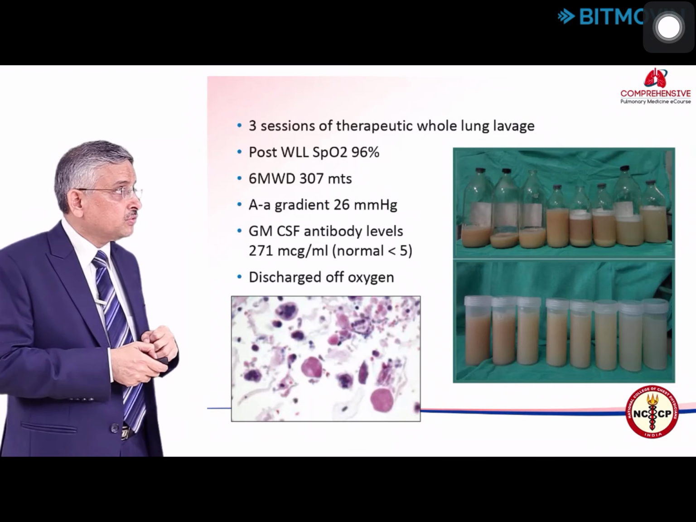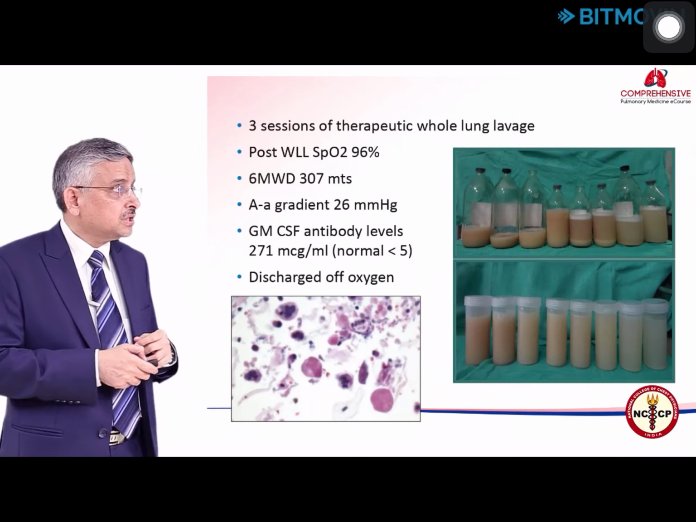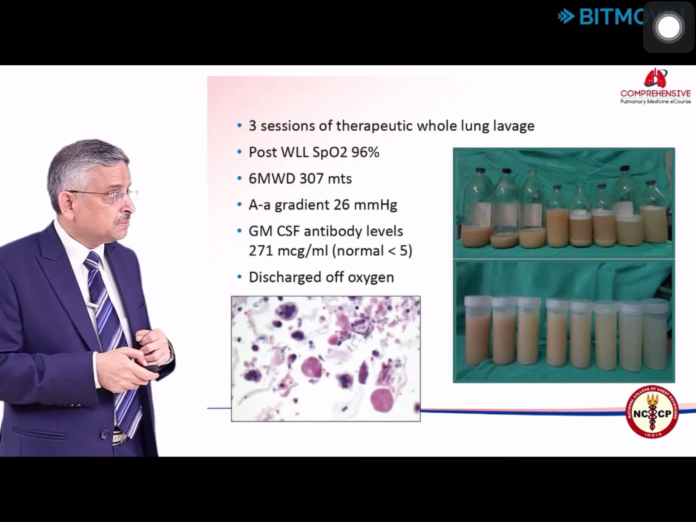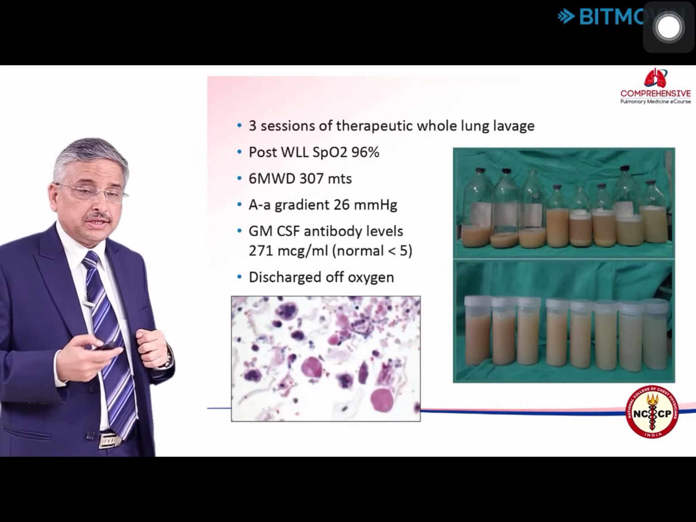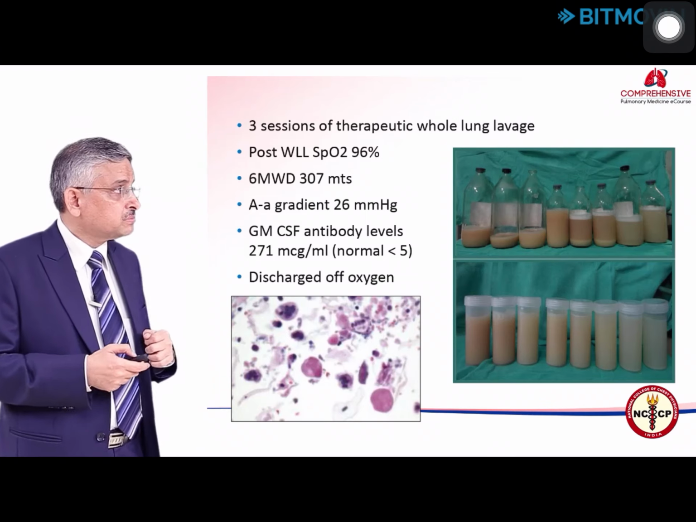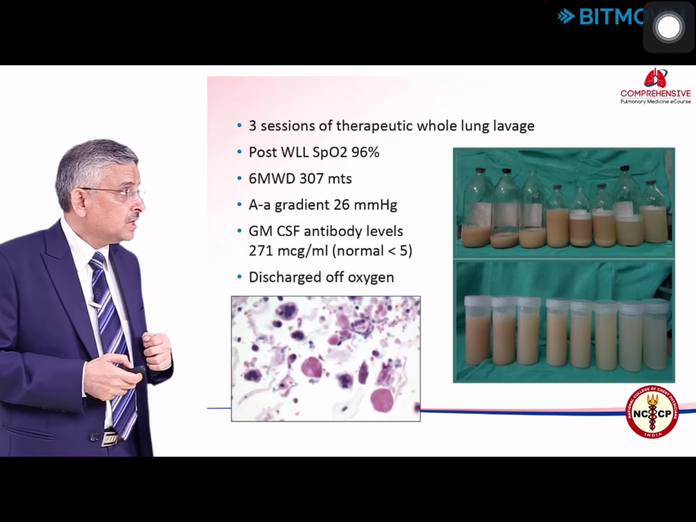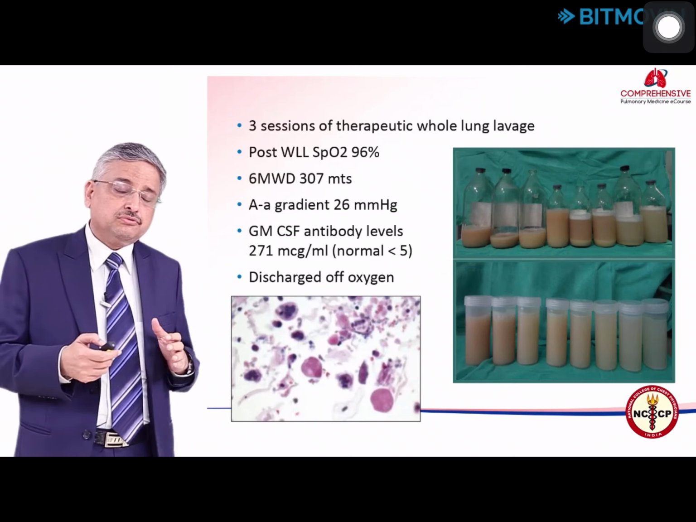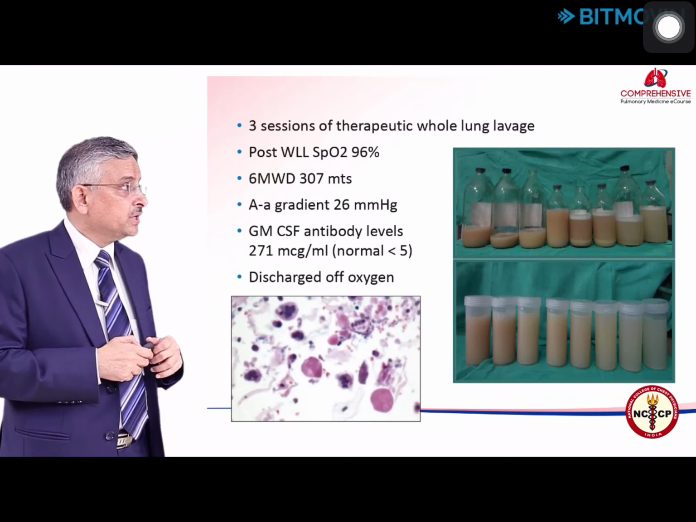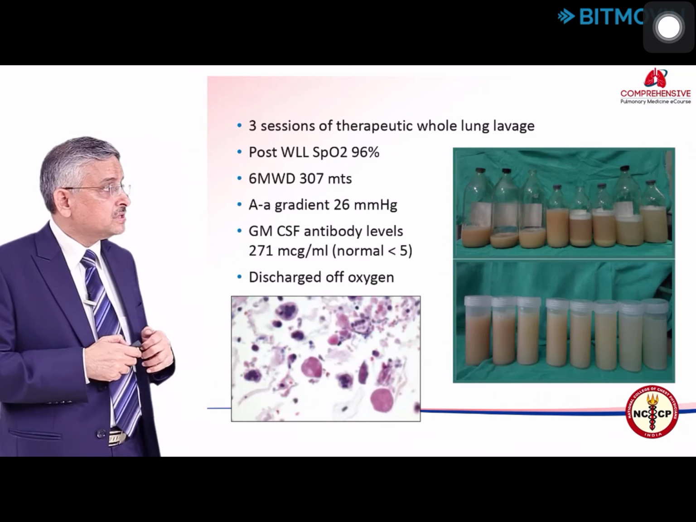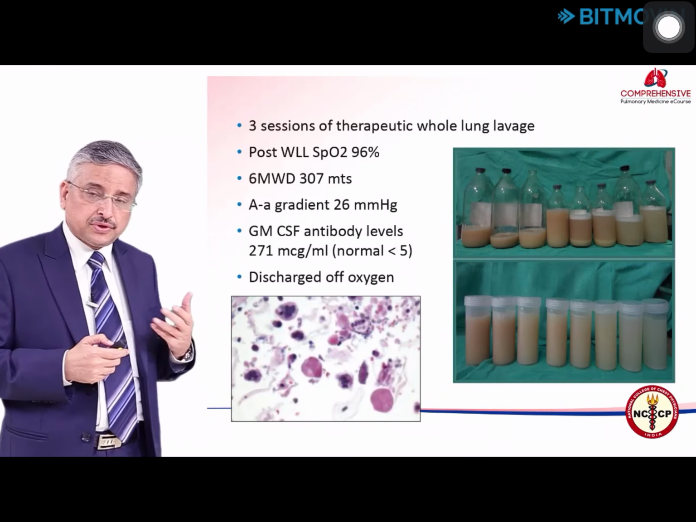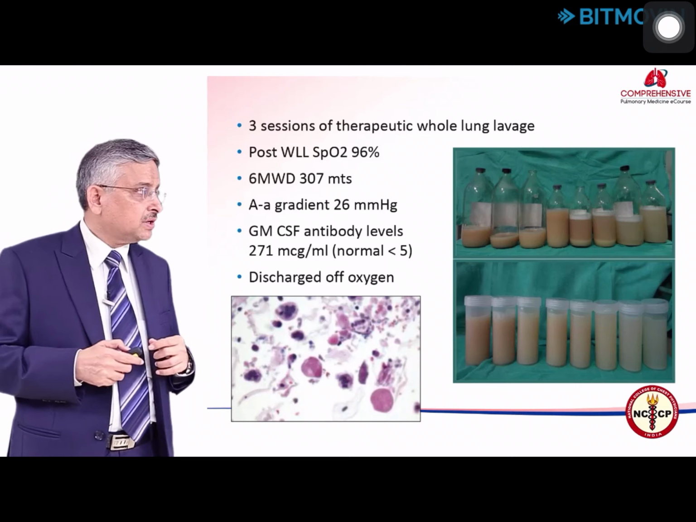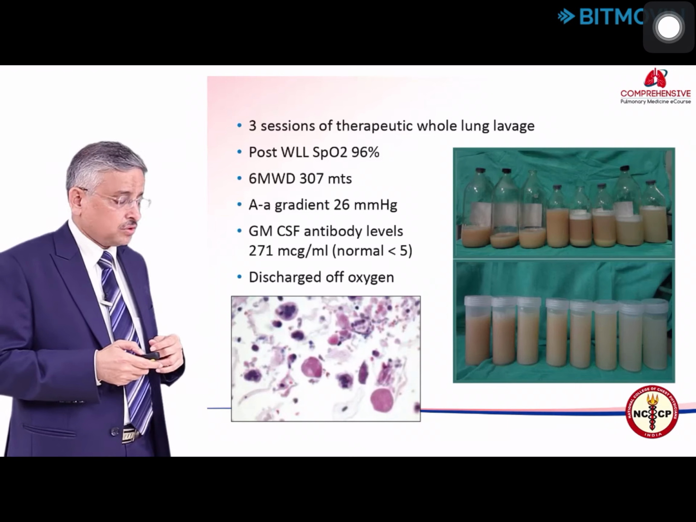This is the milky fluid that you get when you do a lavage in these patients, and you can see that it has cleared up gradually. Post whole lung lavage her saturation improved to 96%, her 6-minute walk test became 307 meters, and her alveolar arterial gradient, which was around 187, came down to 86. We sent her GM-CSF antibody level, which was also elevated, and therefore this further gave us a diagnosis of alveolar proteinosis, and she was actually discharged off oxygen.